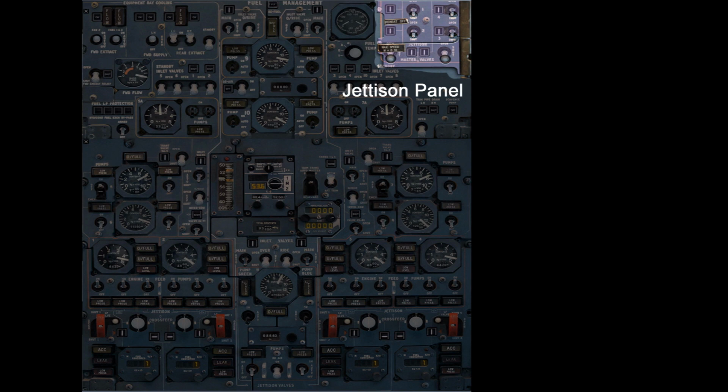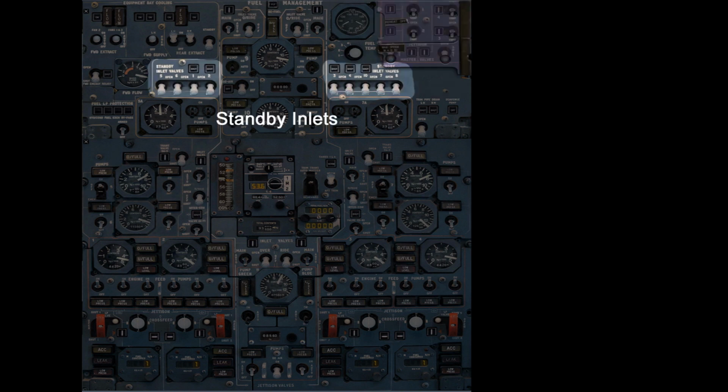But the reality is the only time you ever use it is to jettison fuel overboard. You never use it for any other purpose. On Concorde, the jettison panel is used for the purpose of jettisoning fuel overboard. But more importantly, the pumps in the jettison panel, pumps 1, 2, 3, and 4, are used to pump fuel around the aircraft. So that'll come into play later on.